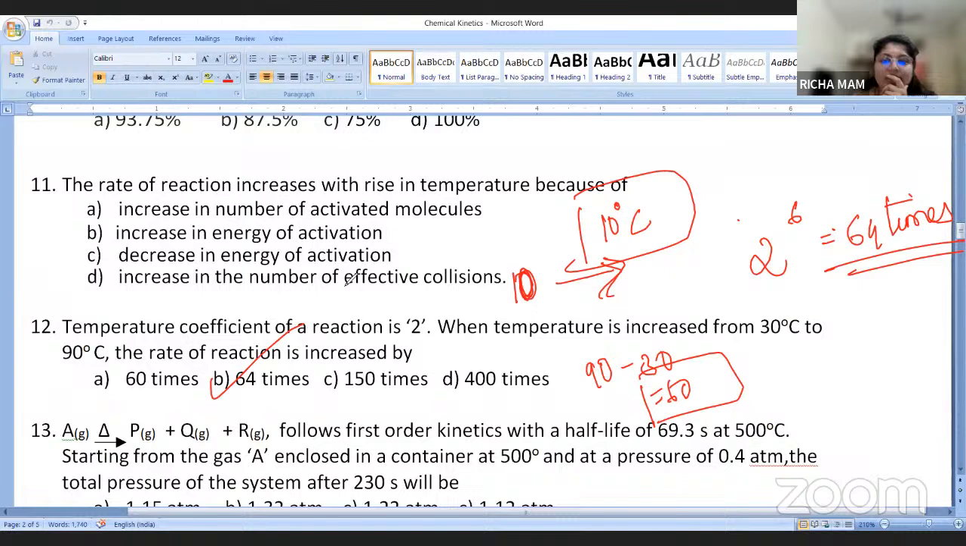Option number B. You can see the rate of the reaction is doubled at every 10-degree rise in temperature. So now here the temperature is raised from 30 to 90. So 90 minus 30, how much has it risen? It is 60 degrees. So 60 means what? 6 times, right? So 2 raised to 6 is 64 times. So option number B. Is it clear up to here?